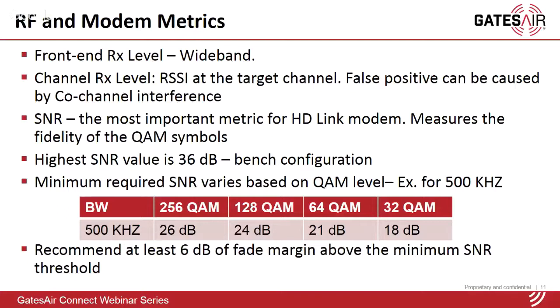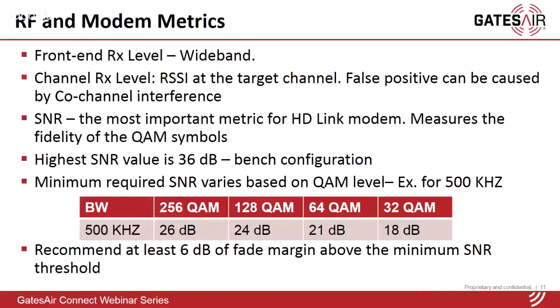But the most important metric as far as HT-Link is concerned is signal to noise ratio. It comes directly from the modem ASIC. It measures the fidelity of the QAM symbols. And the highest value for the SNR that the system will report is 36. So this would be in a bench setting with the optimal receive level.